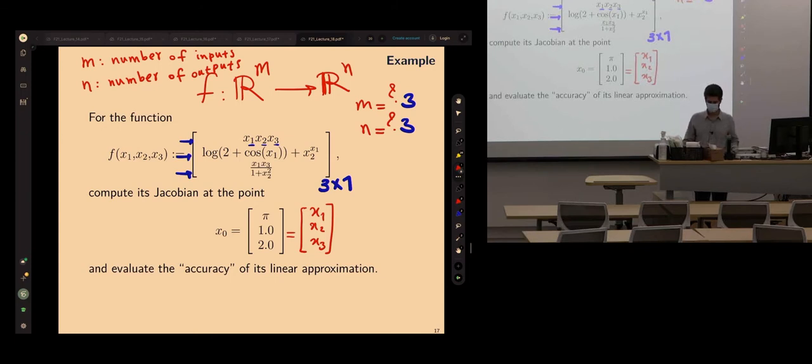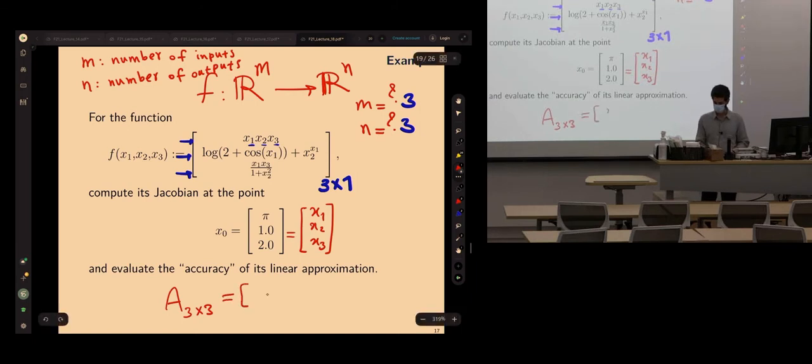We also want to talk about the accuracy of our linear approximation. Now, first of all, before even attempting to solve this, you should be able to say what is the dimension of the Jacobian. What's the dimension of A? 3 by 3. That means it has 3 columns, right?